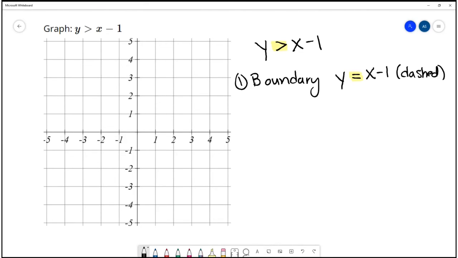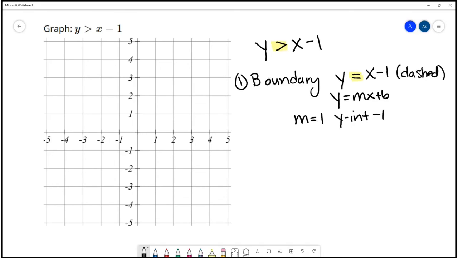So our boundary line is y equals x minus 1. We want to graph that line. There are many ways to go about graphing the line, but this one is written in y equals mx plus b form. That's slope-intercept form.